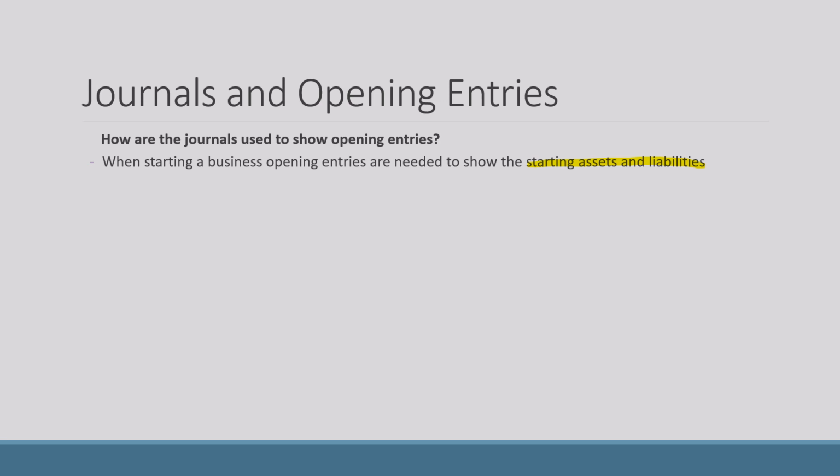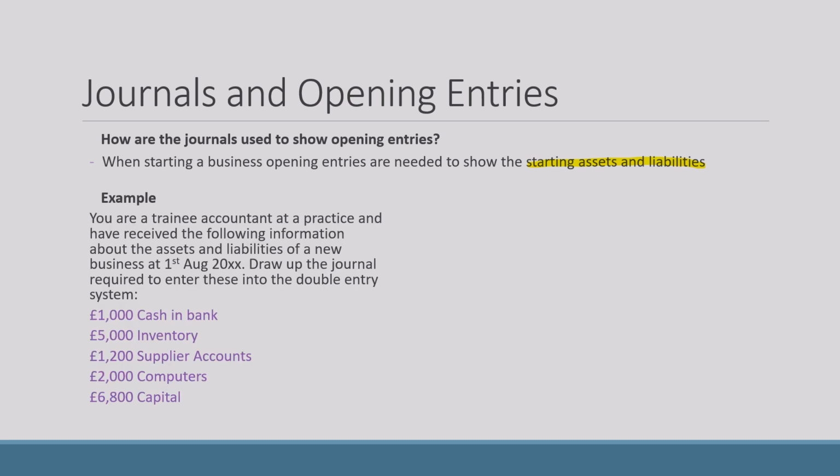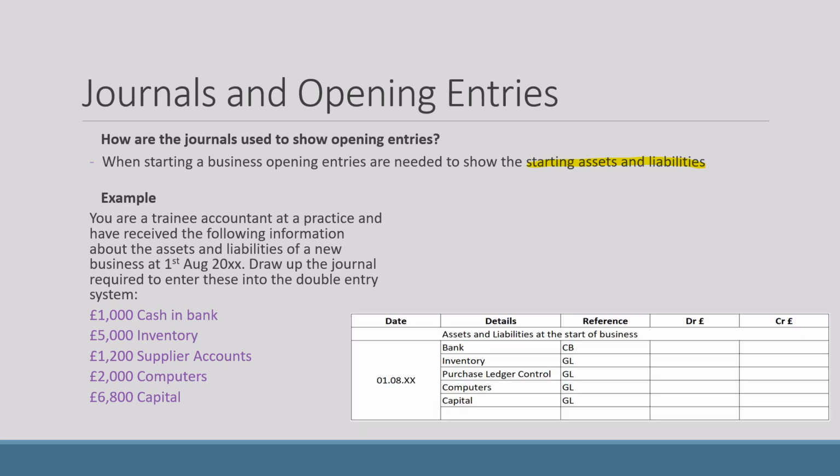So just to go through an example of this then, you're a trainee accountant at a practice and you've received the following information about the assets and liabilities of a new business at 1st of August. Draw up the journal required to enter these into the double entry system. So here then you can see we've been given the different amounts that need to be entered as opening entries for this new business. So I'm going to bring up a little table which I've just set out so that we can then talk through it.